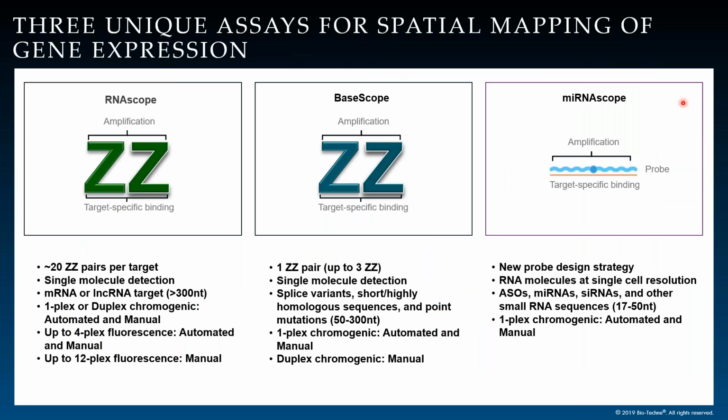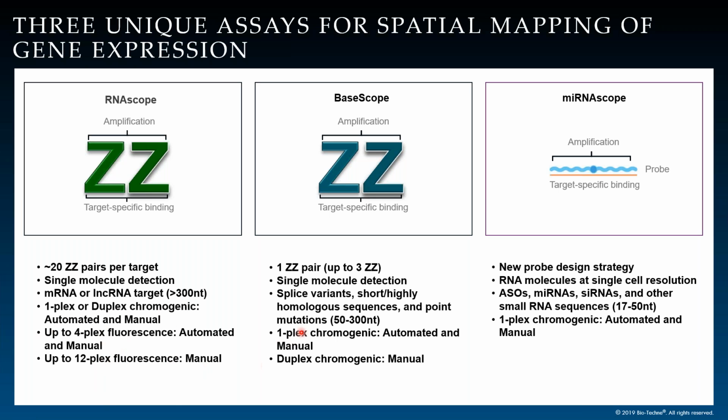The RNAscope technology encompasses three major assays. The RNAscope assay is for targets above 300 nucleotides in length, and the probe design strategy includes designing approximately 20 ZZ pairs of pooled probes that span, on average, 1,000 bases of sequence on your target transcript. This assay is available in automated or manual formats, and we have flexibility of plexing that goes up to 12-plex.